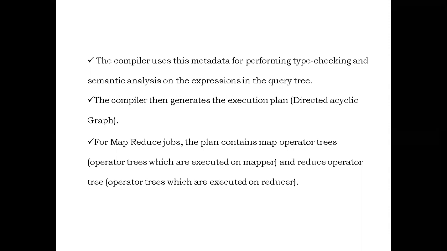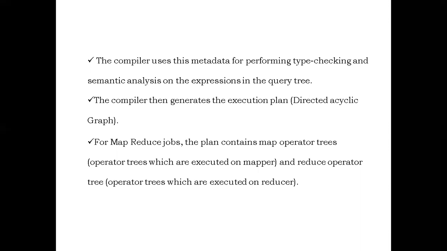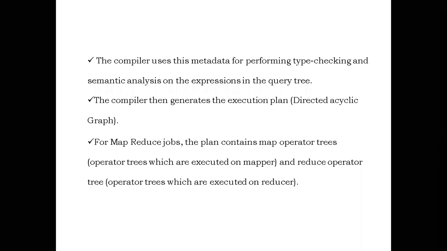I think you have an idea of the map reduce phases. We have seen the mapper phase and the reducer phase. For that, it will separately generate the trees. The execution plan, which is in the form of a DAG, contains map operator trees for the mapper and reduce operator trees for the reducer. That is the thing. So after the first four steps, the compiler will make ready the execution plan. The overall execution plan will be ready.